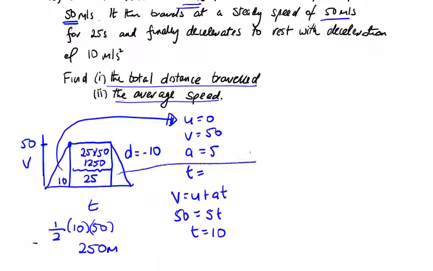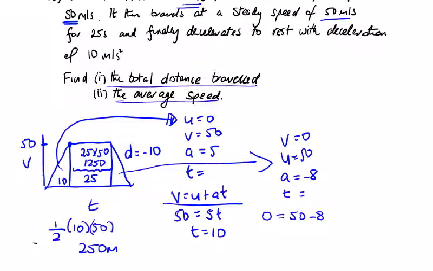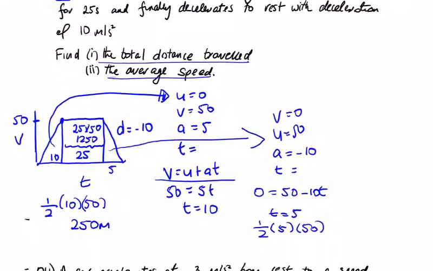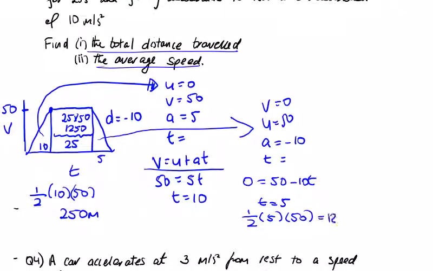And we apply V is equal to U plus AT here. We have my initial velocity is 50. They swap around. V is my 0. We have my deceleration, my A, which is minus 8, or my D. So if we can get the time taken there, we can get the distance. So 0, using the same formula, is equal to 50 minus 8t. So my deceleration is 10, not 8. Can't read properly. So t is equal to 5. And then half my base, which is this 5, half my base by my height is going to be half of 250, which is equal to 125.